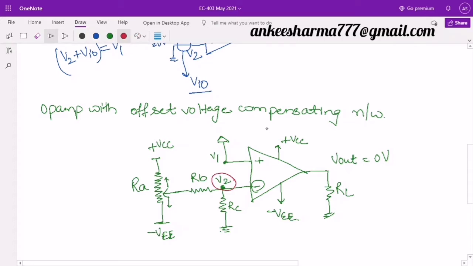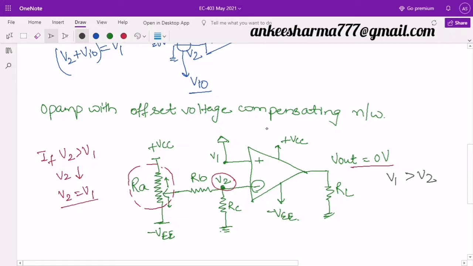For example, if your V2 is greater than V1 in the initial stage, then you can shift this value in such a way that V2 will be reduced. When you reduce V2, definitely V2 will come down and V2 will become equal to V1, and at that point we will get our output voltage equal to 0 volt. In the other case, when we have V1 greater than V2, then what you will do, we will shift it to the upper side, or the voltage across V2 will increase. Now V2 will increase, due to that V1 will again become equal to V2, and the output voltage will again come out equal to 0 volt, right?